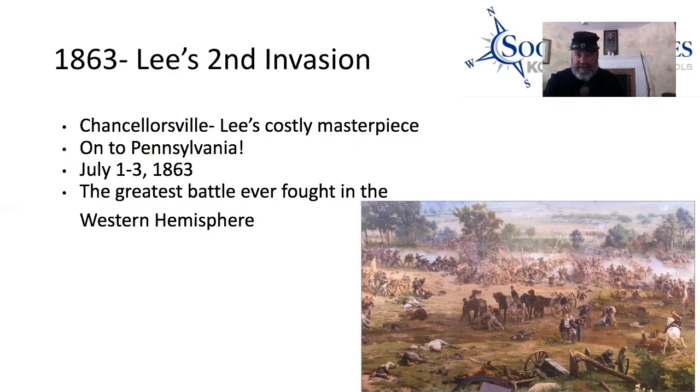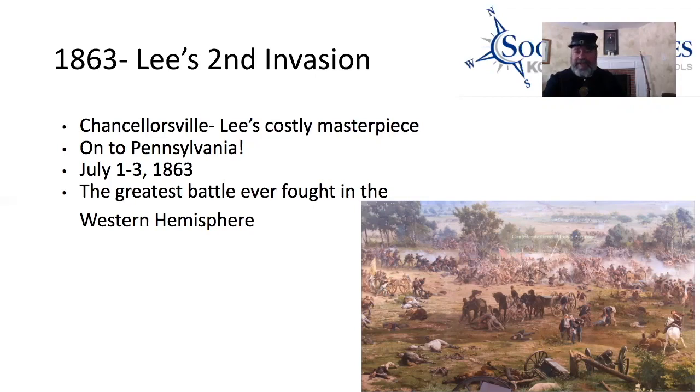But he does lose Stonewall Jackson. His number one lieutenant is accidentally shot by his own men and dies of pneumonia a couple weeks later. And so it's a costly masterpiece. But after the Battle of Chancellorsville, the Union Army is demoralized. Lee sees this as another opportunity to invade the North. And so he takes his army and marches them up into Pennsylvania.